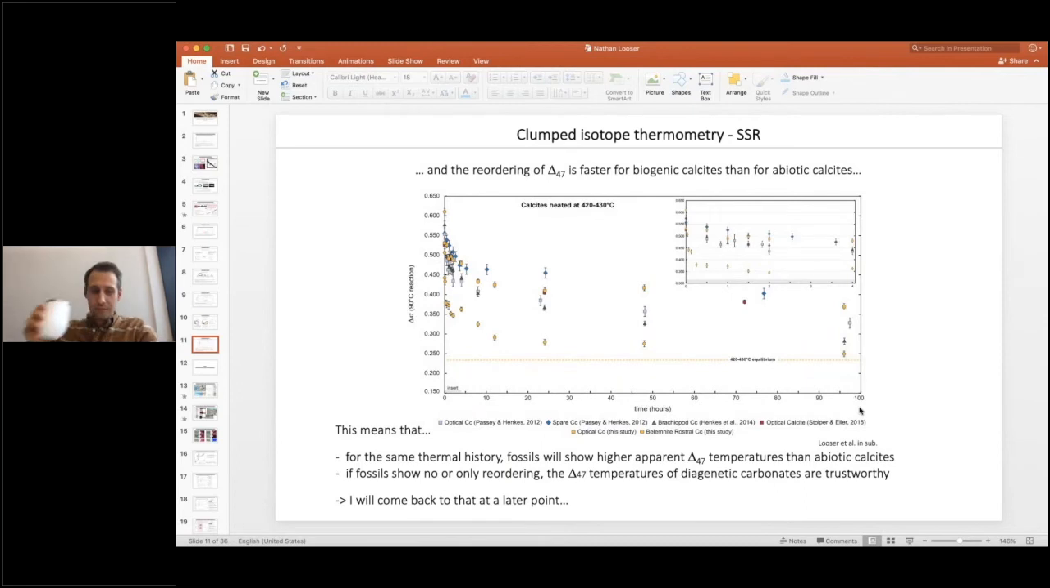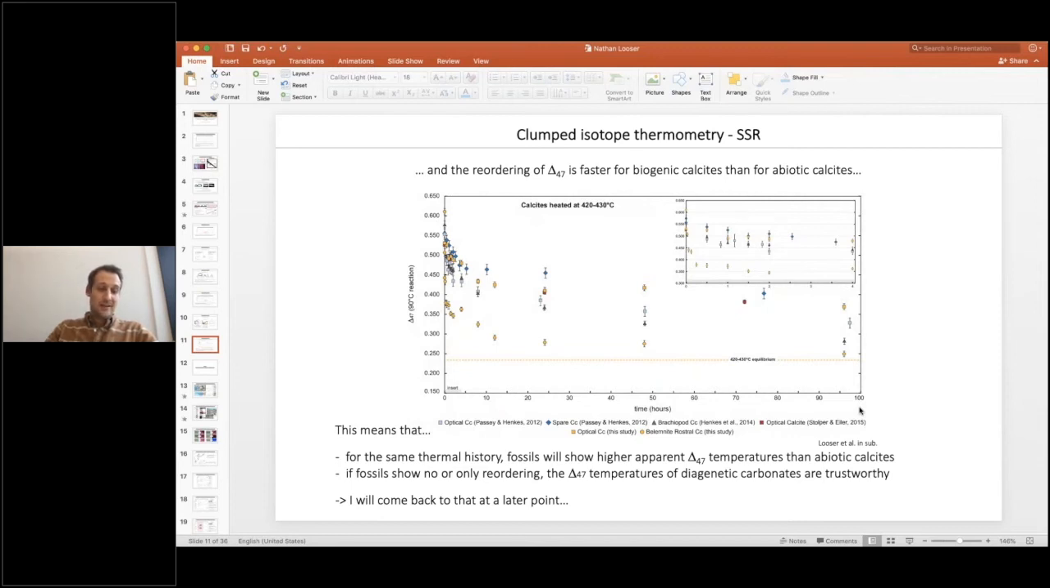Okay, and what I also found out during my PhD is that the reordering is also faster for biogenic calcites than for abiotic calcites. So this means that for the same thermal history, fossils will always show higher apparent delta 47 temperatures than abiotic calcites.